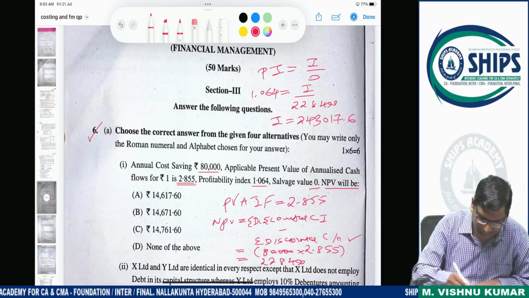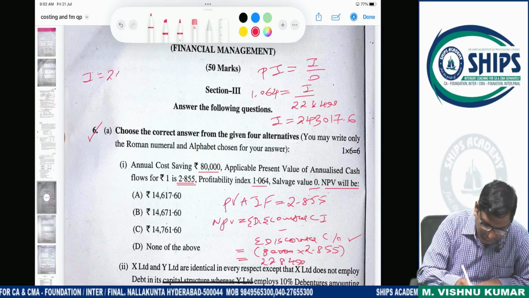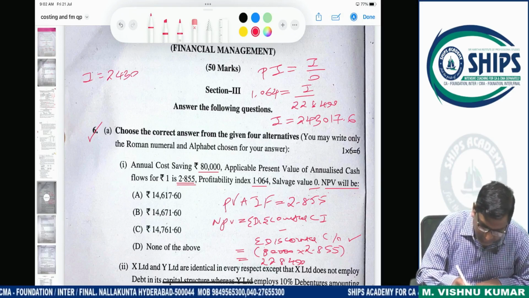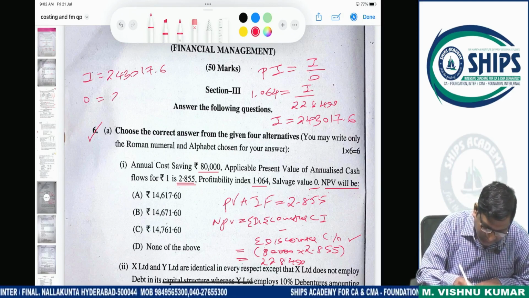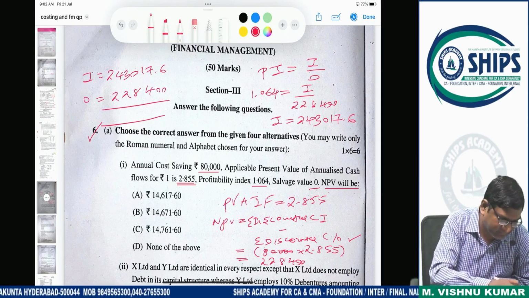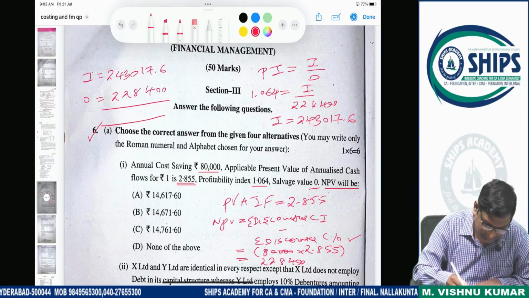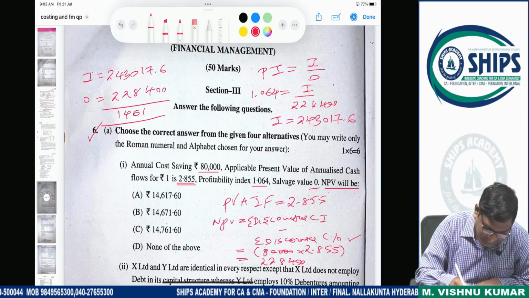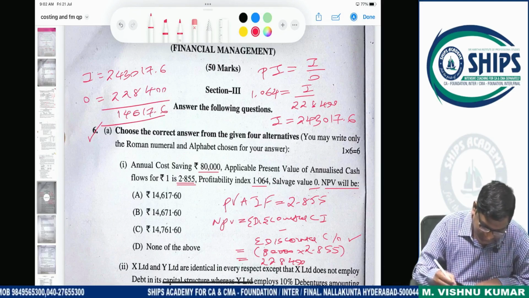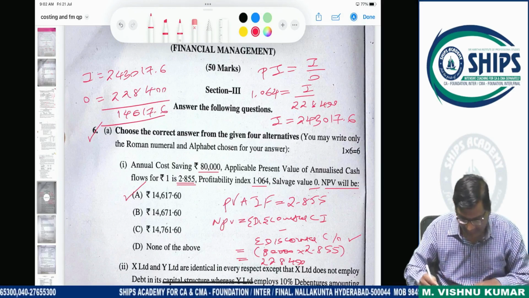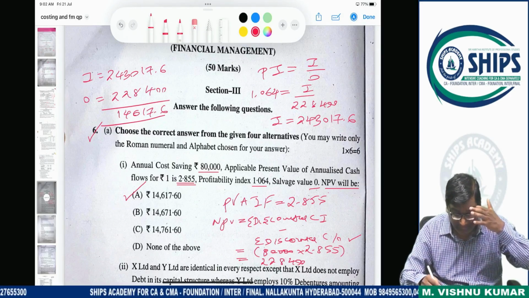Now inflow minus outflow. Inflow is 243,017.6 minus outflow 228,400. Subtract this, and we get 14,617.6. So the first answer, A, is the correct answer here.